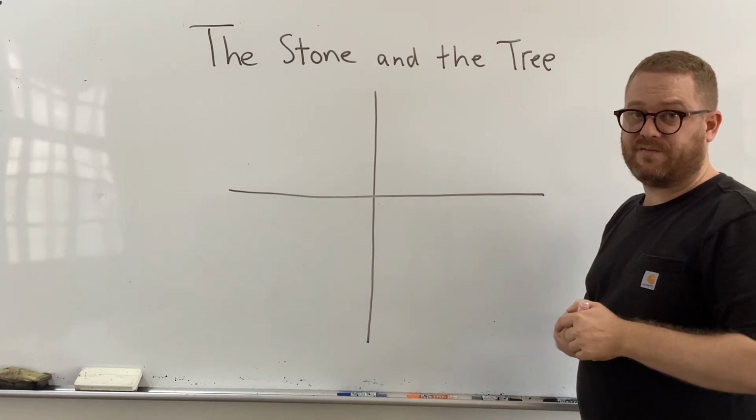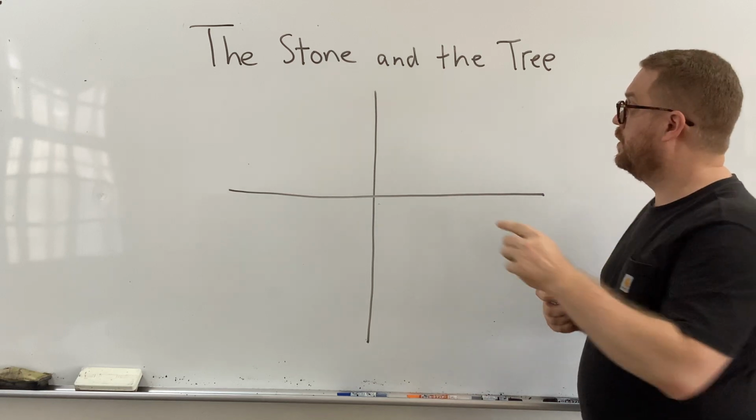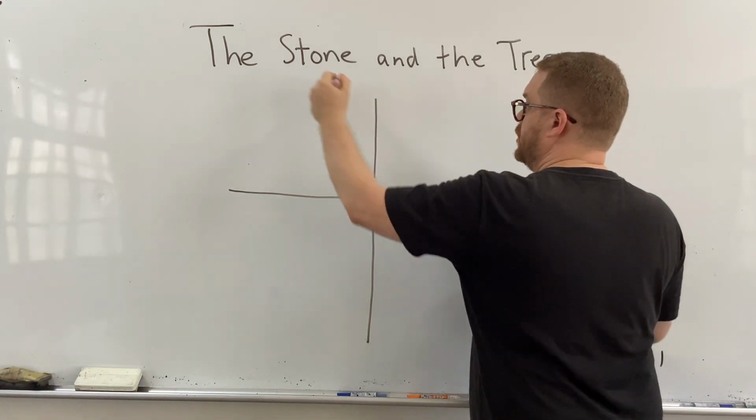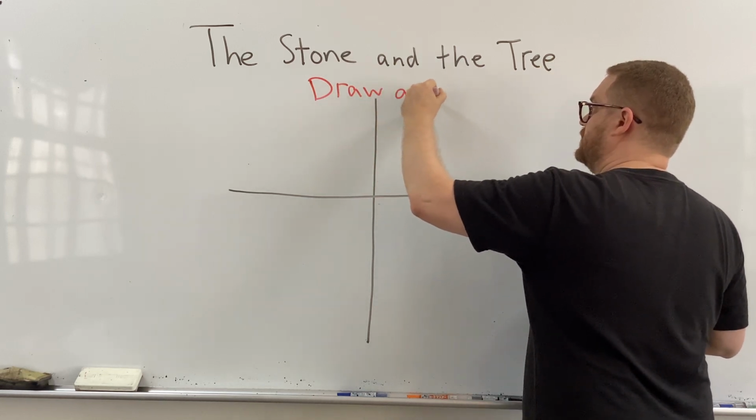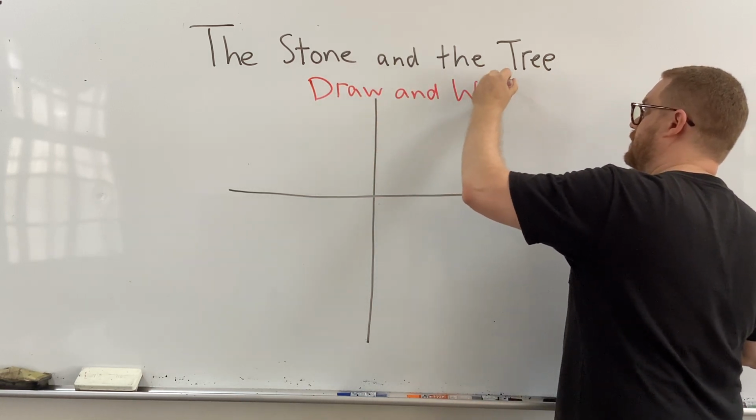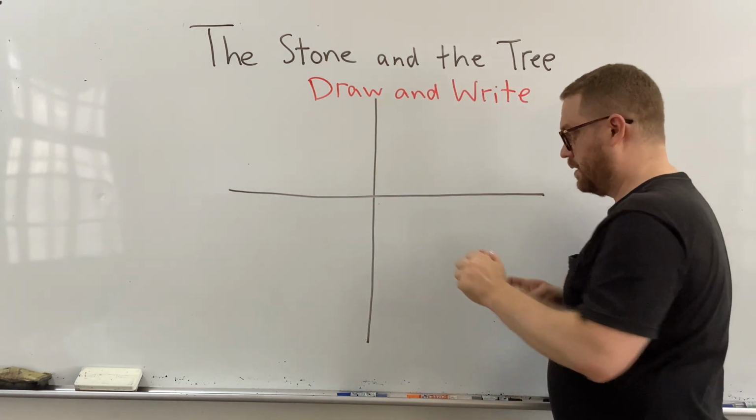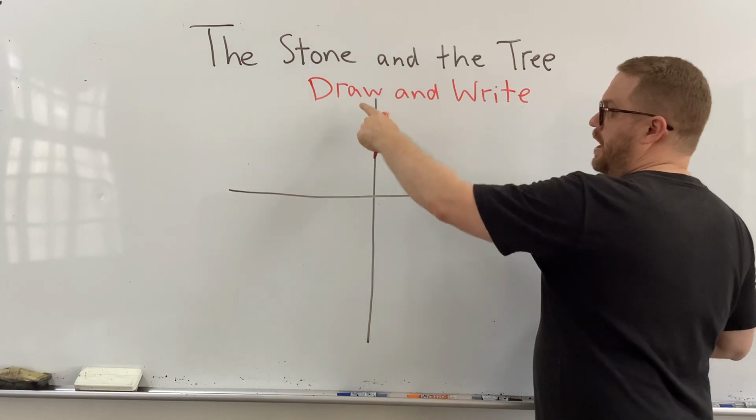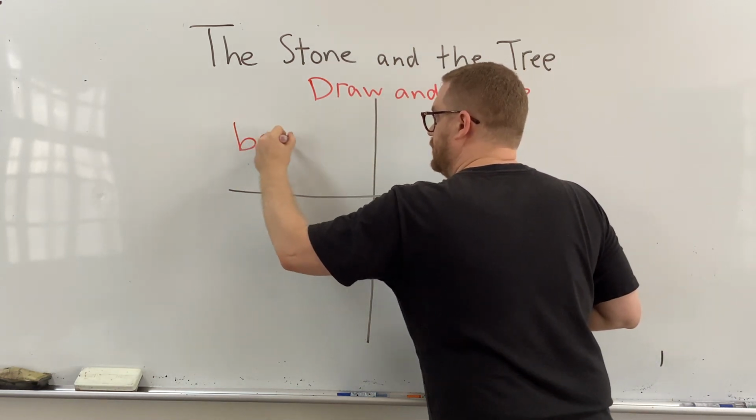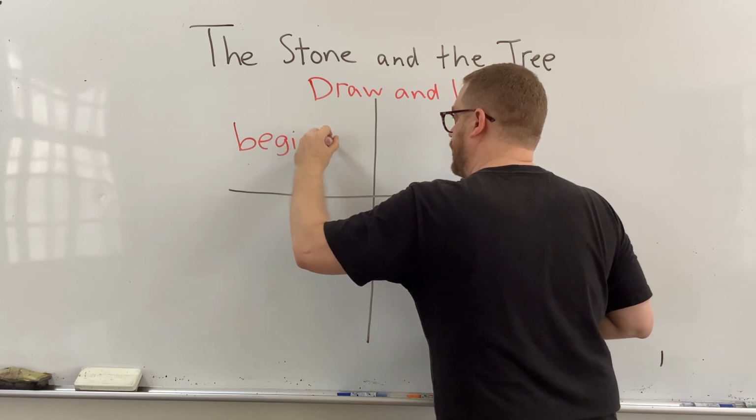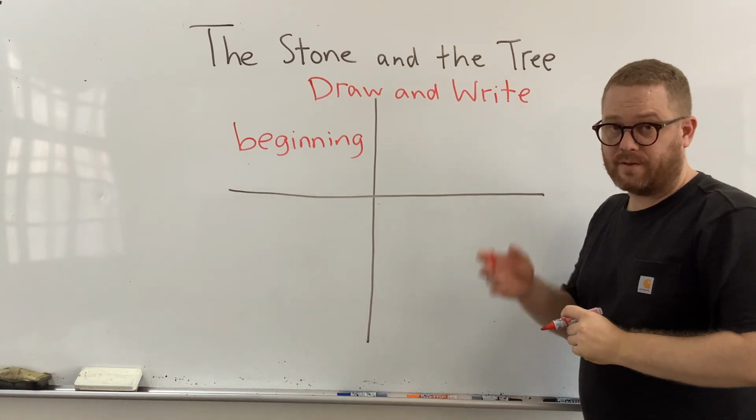Today, for this activity, you need to draw and write. So you are going to both draw and write. Let's start with number 1. For box number 1, I want you to draw and write what you listened to and what you saw for the beginning of the story.